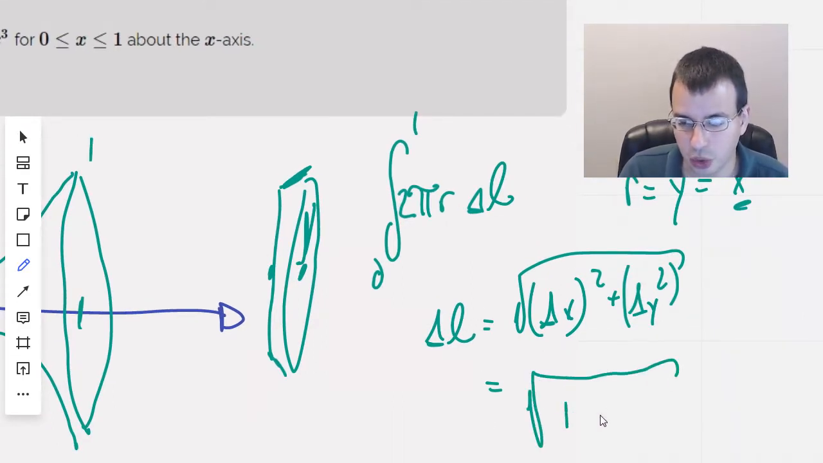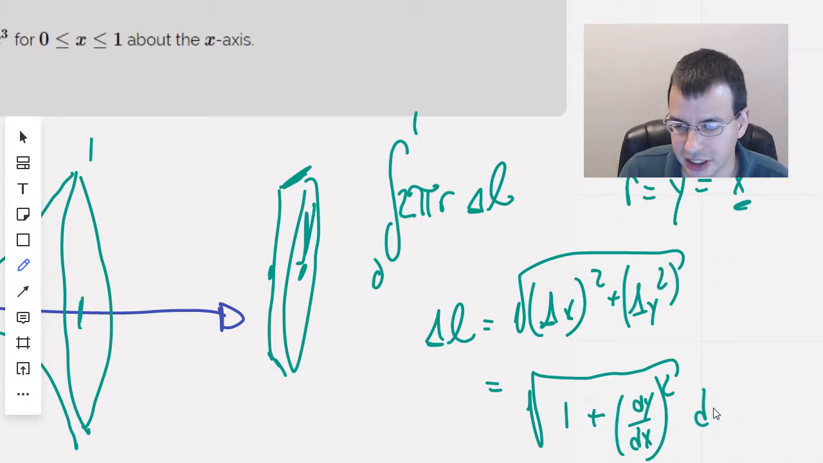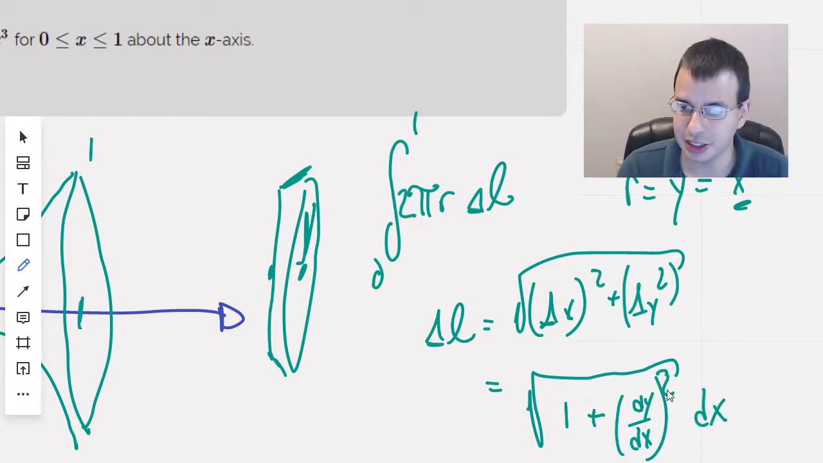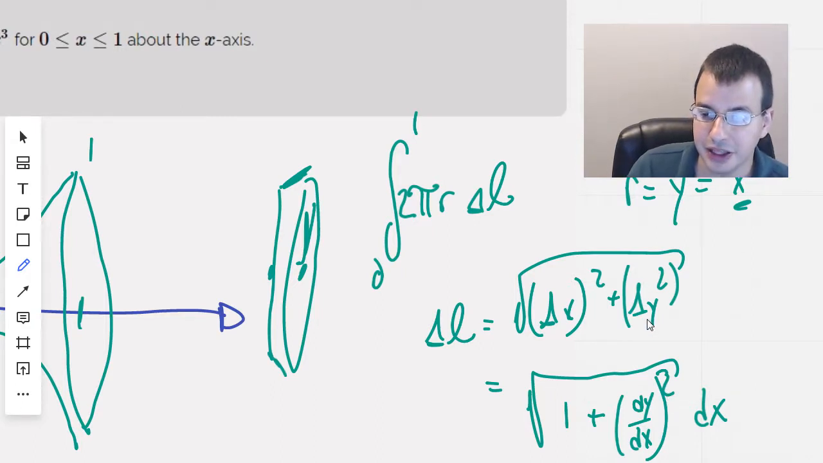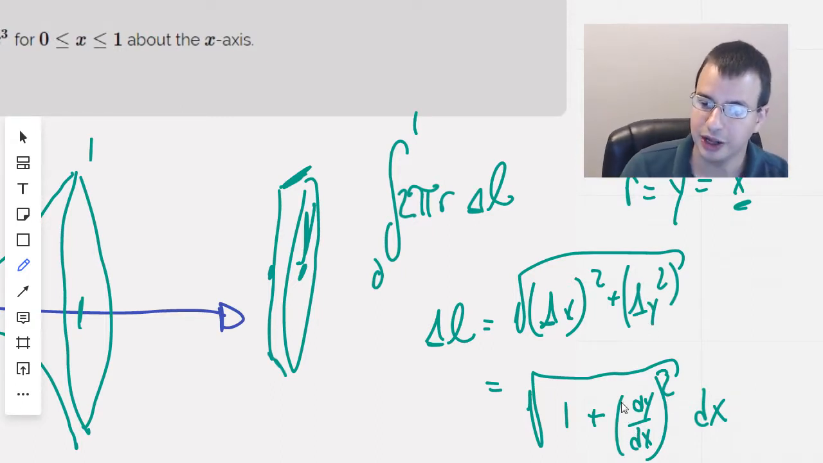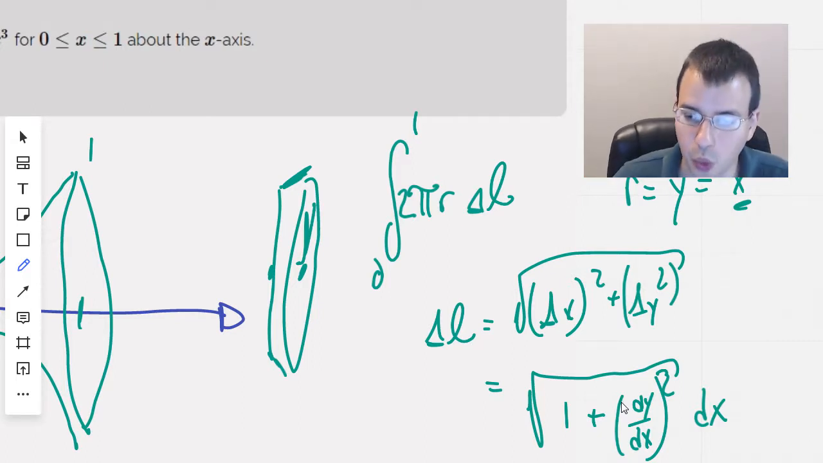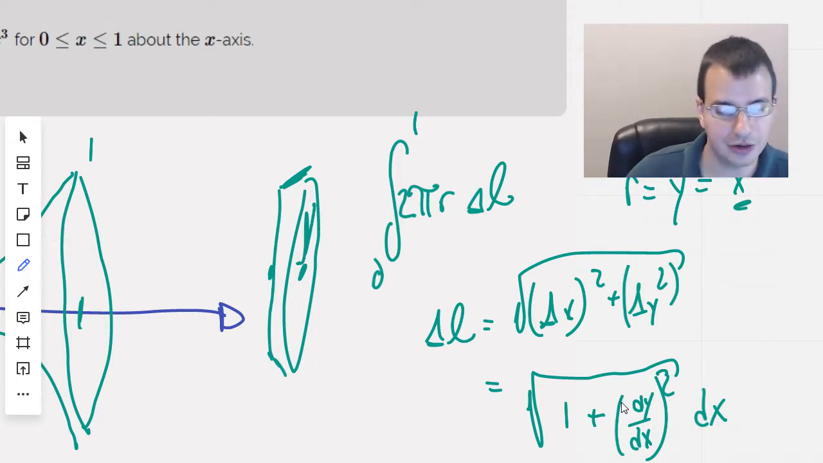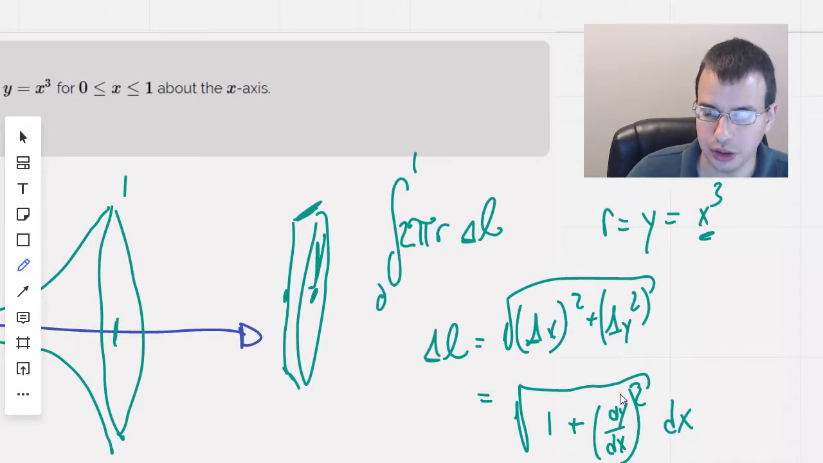So we'd get the square root of 1 plus dy dx squared, dx. So the delta x became a dx, moved over to the other side, and then the dy dx, when I factored out the delta x, we got delta y delta x, and then we converted that into infinitesimally small and a derivative. So we need to find dy dx.